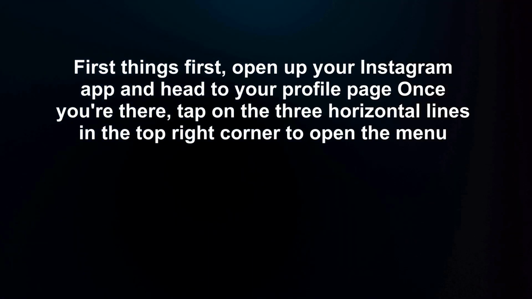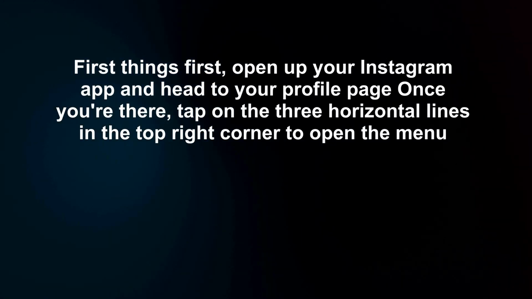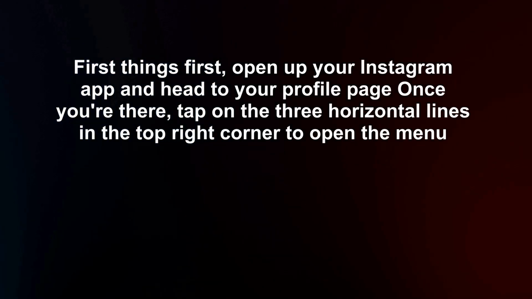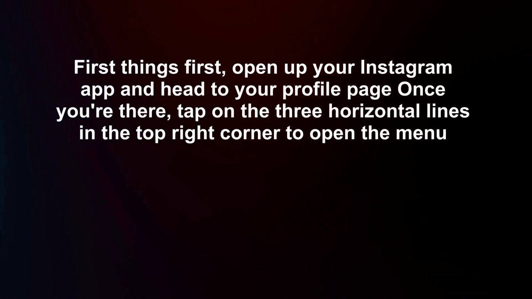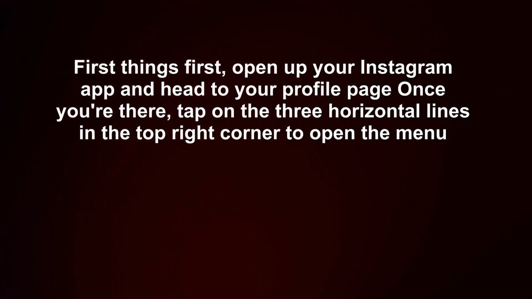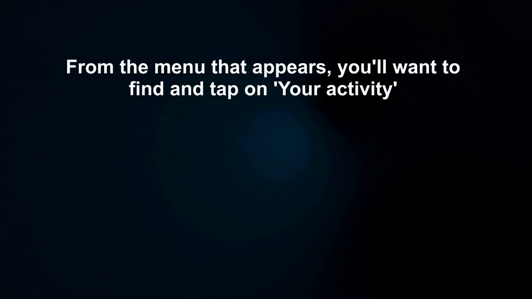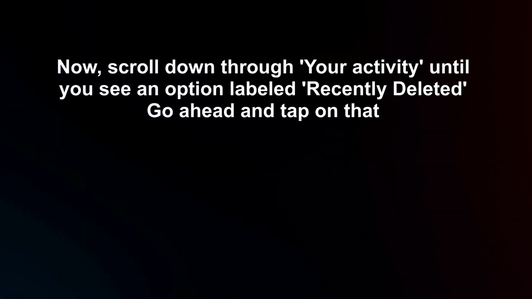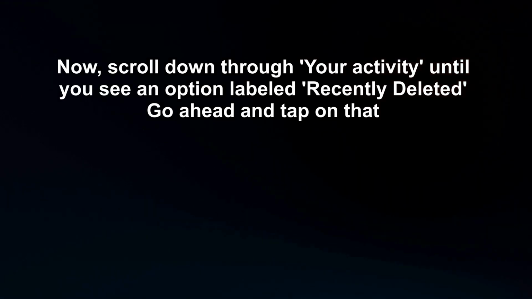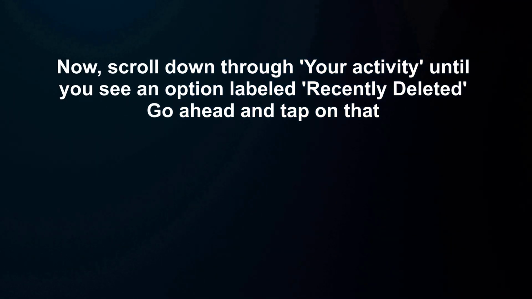First things first, open up your Instagram app and head to your profile page. Once you're there, tap on the three horizontal lines in the top right corner to open the menu. From the menu that appears, you'll want to find and tap on your activity. Now, scroll down through your activity until you see an option labeled recently deleted. Go ahead and tap on that.